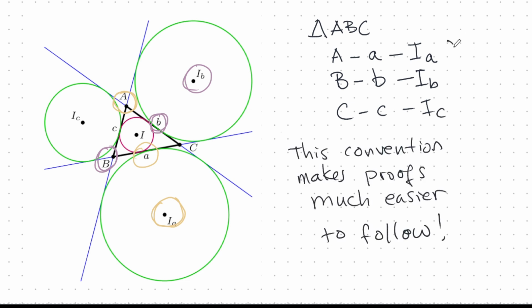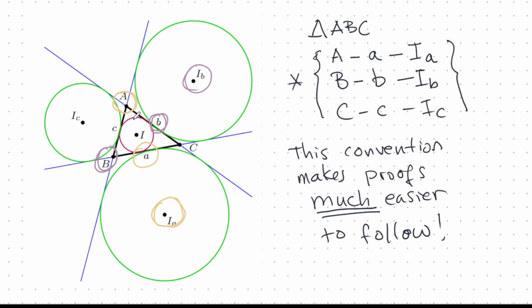Now, this convention here, like I say, makes proofs much easier to follow, okay? That is no understatement. It's much, much easier to follow. If you don't follow this convention, then all of your work is going to become like a soup of unrelated symbols, and it will be very difficult to see what's going on in such a proof that does not follow this very logical convention. So always label things as I've shown you up here.